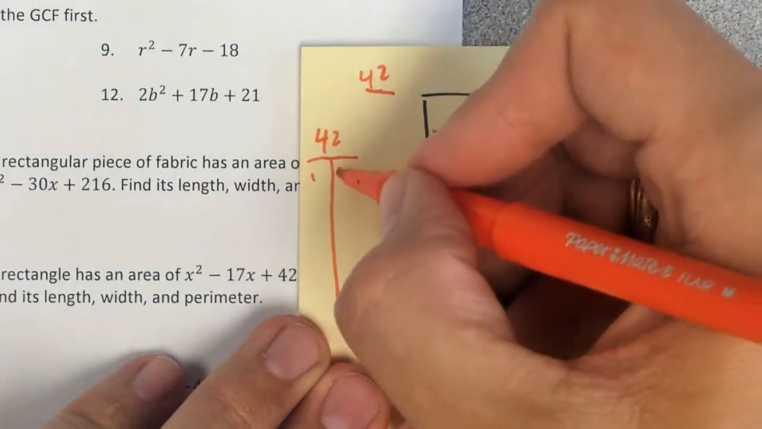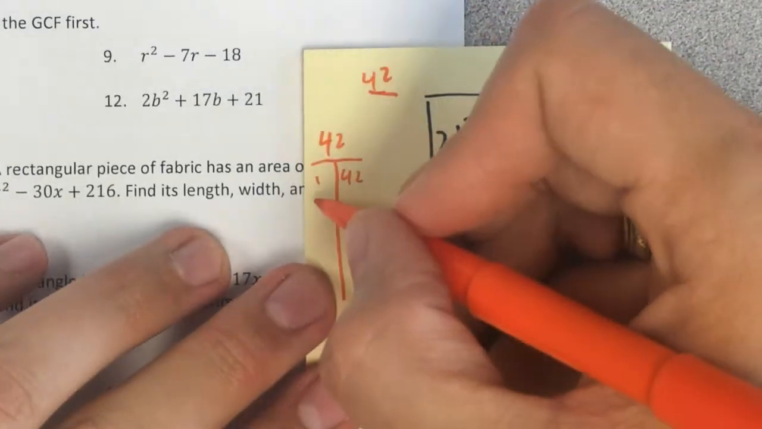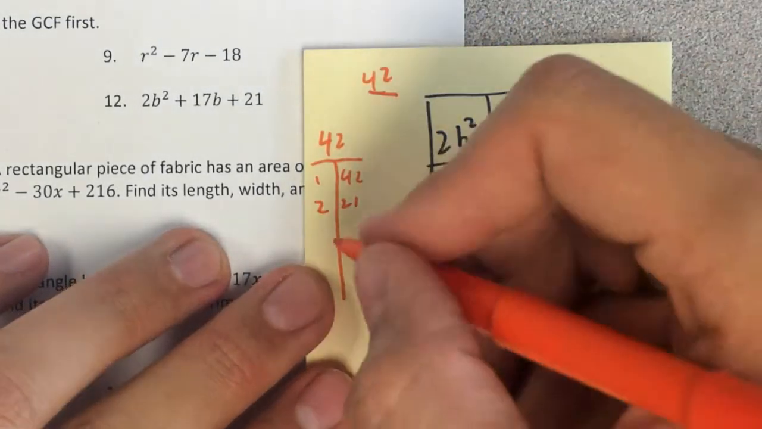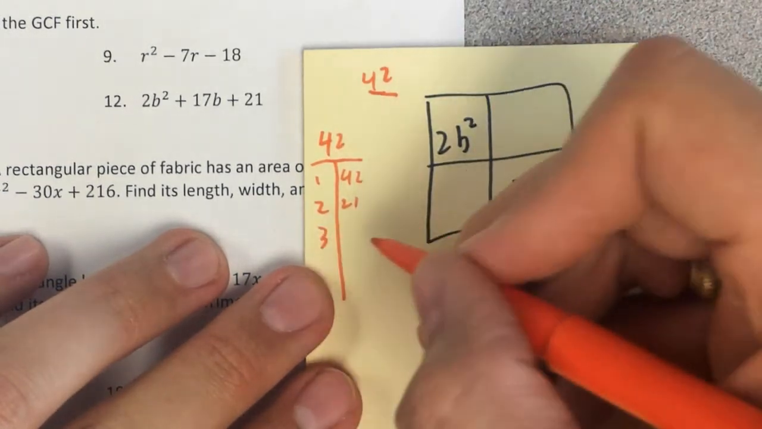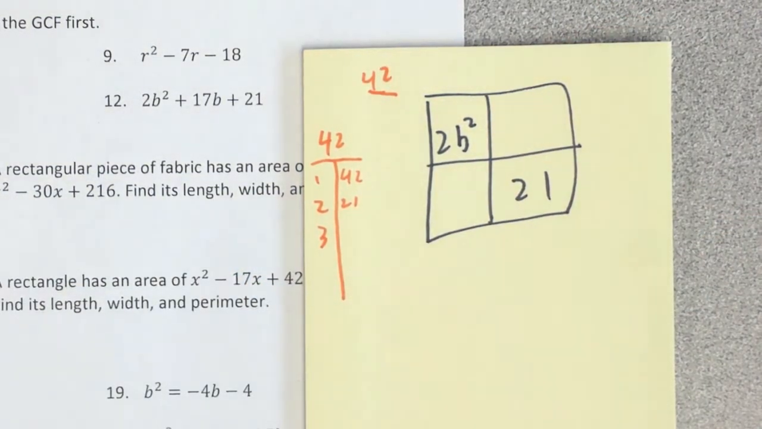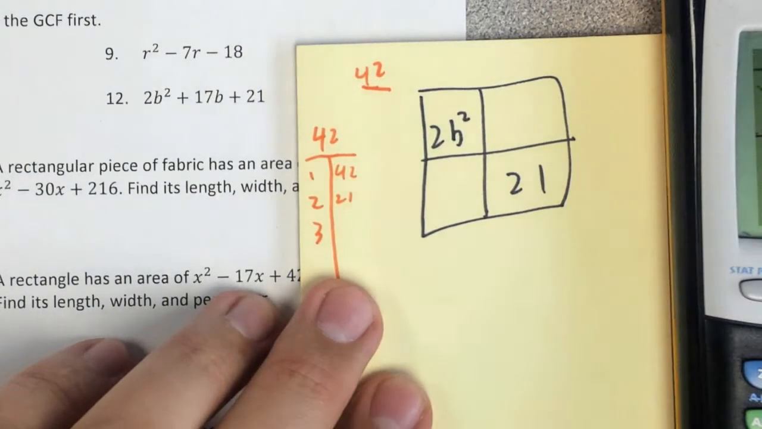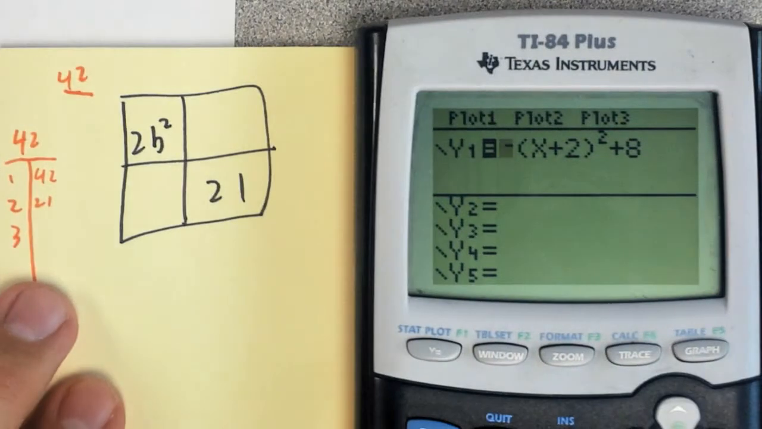My factors are 1 and 42. We always start with number 1. 2 times 21. 3 goes into here. And what is 42? If I had a calculator, you can do this in a calculator. I'm actually going to show you a shortcut.